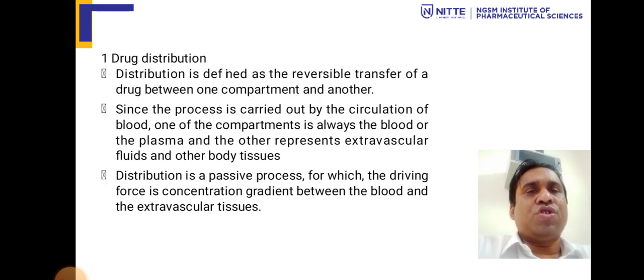What is distribution of drug? Distribution is defined as the reversible transfer of drug from one compartment to another. Since the process is carried out by the circulation of blood, one of the components is always the blood or plasma, and the other is the recipient extravascular fluid and other body tissues. Distribution is a passive process for which the driving force is the concentration gradient between the blood and extravascular tissues.